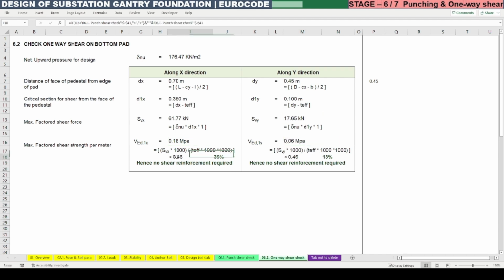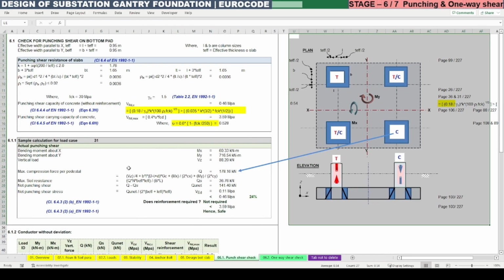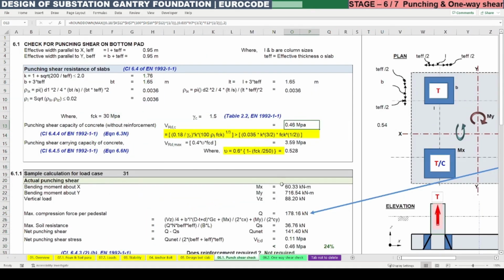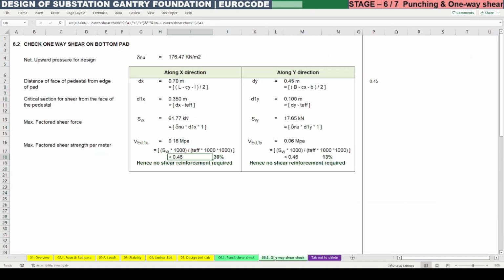Those values are less than the 0.36 which we have calculated for punching shear. Here this shear capacity we have calculated as 0.36 under the punching shear calculation. So those are less than that 0.36 megapascal. Hence, we can say no shear reinforcement is required for one-way shear. So this is the punching and one-way shear calculation.